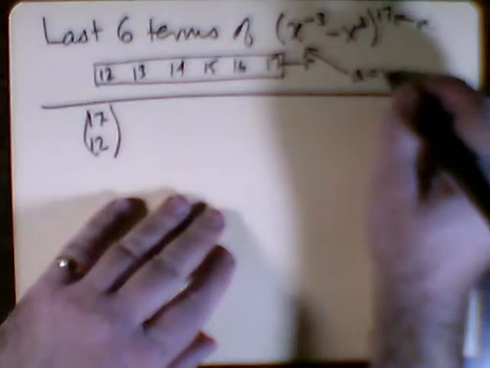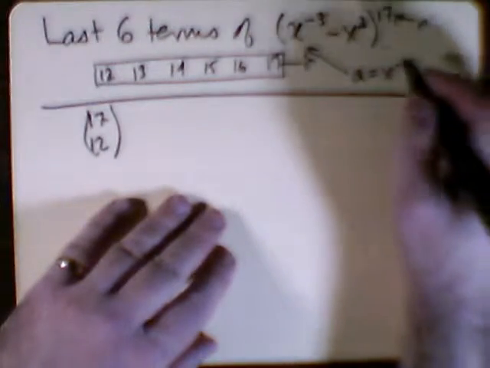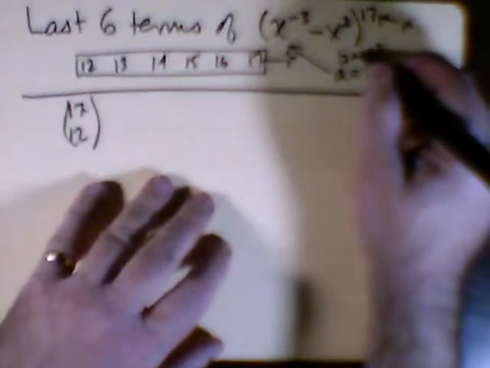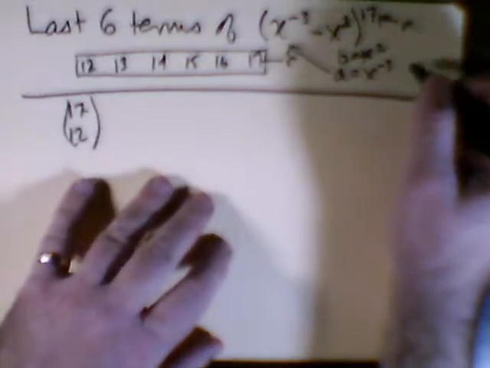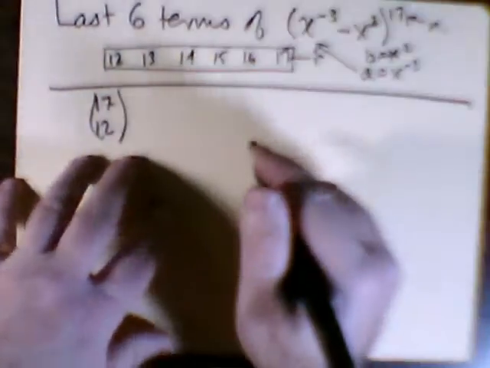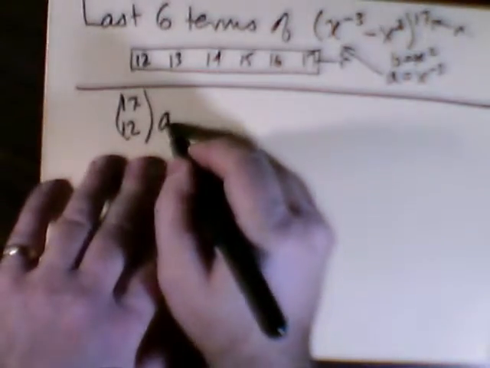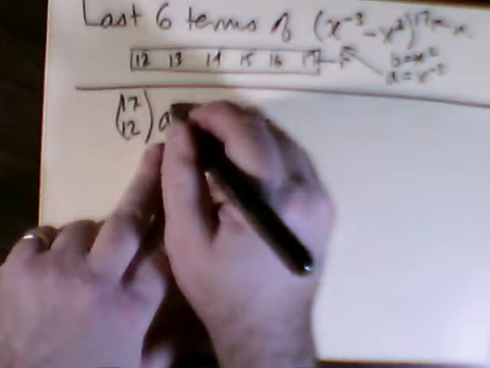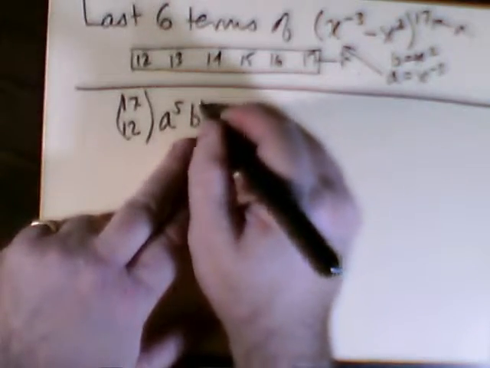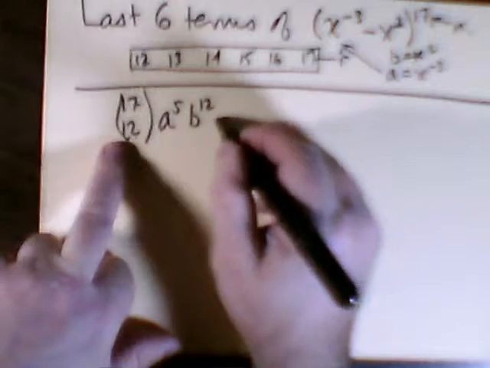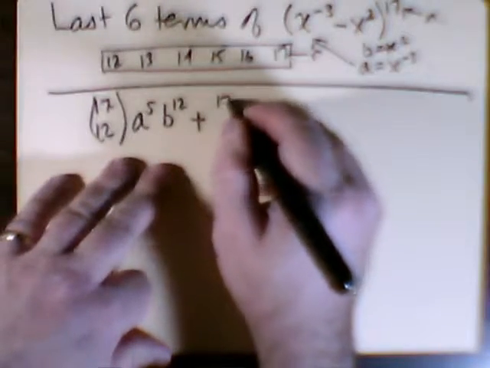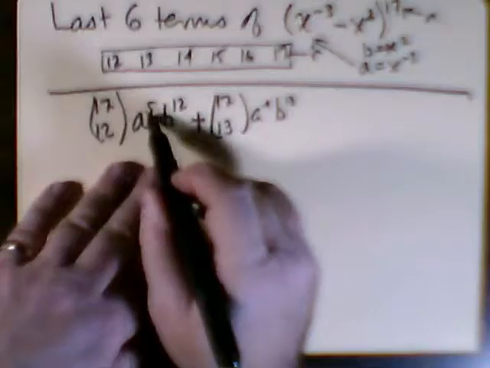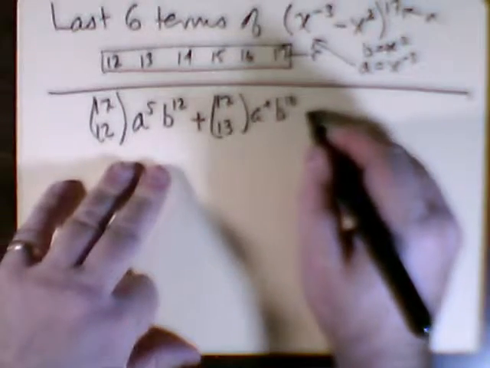We're going to let x to the minus 3 be a, and b be negative x squared. Okay, b is going to be negative x squared, and a is going to be x to the minus 3. So when we do our first term, then we have a to the n minus r, if you remember, a to the 17 minus 12. Well, 17 minus 12 is 5. And b is going to be b to the 12, because this will always determine the value of b, plus 17 choose 13, a to the 4th, b to the 13. Notice these all have to add up to 17.